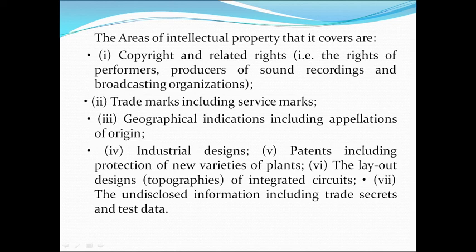Second, trademarks including service marks, and geographical indications including appellations of origin. These all come under the third. Fourth, what is going to be explained here is industrial design. Industrial design, either a trademark or trade design, all these things come under that. Patents include protection of new varieties of plants, the layout design, like topographies of integrated circuits, and the undisclosed information including trade secrets and test data. All these things come under it.